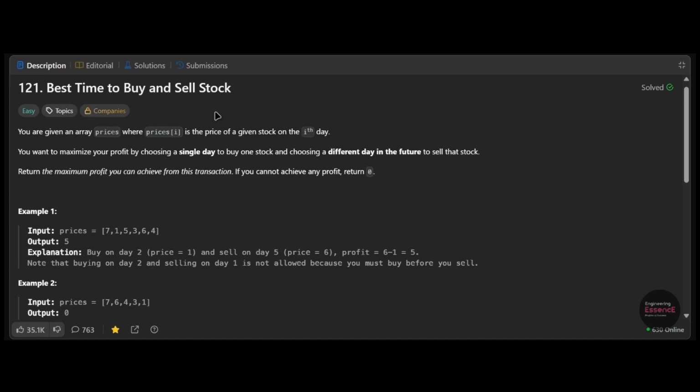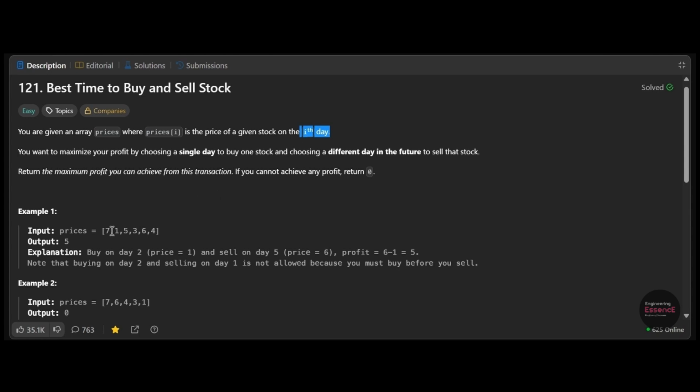Today we are tackling one of the most popular LeetCode problems, Best Time to Buy and Sell Stock. The title is here. It is an easy LeetCode problem, as mentioned in the tag. We are given an array named prices, where prices[i] indicates the price of a given stock on the ith day.